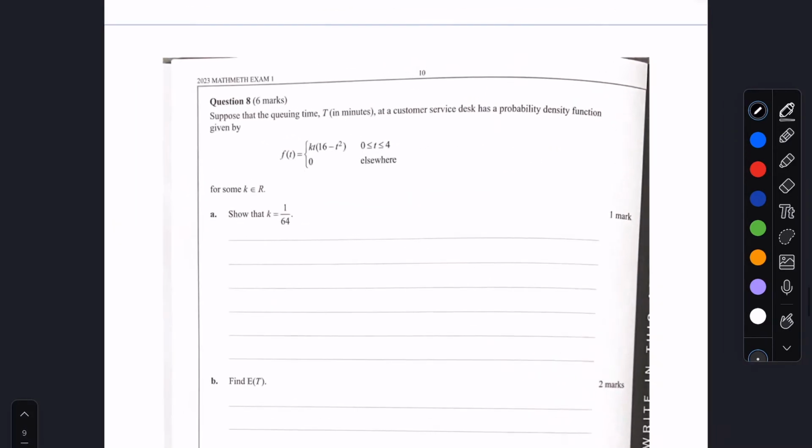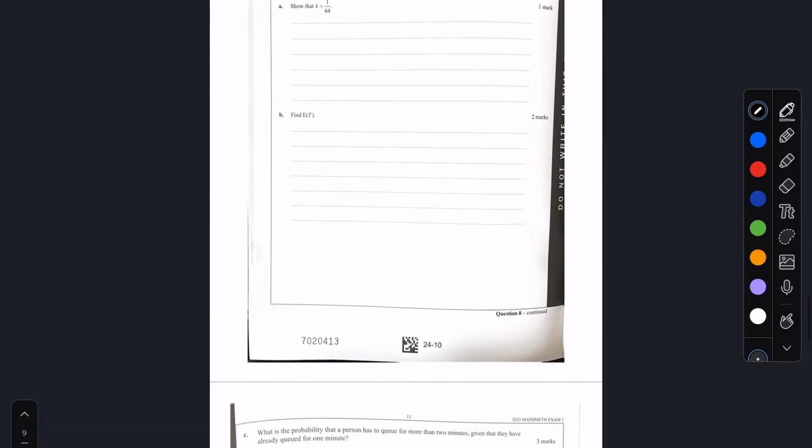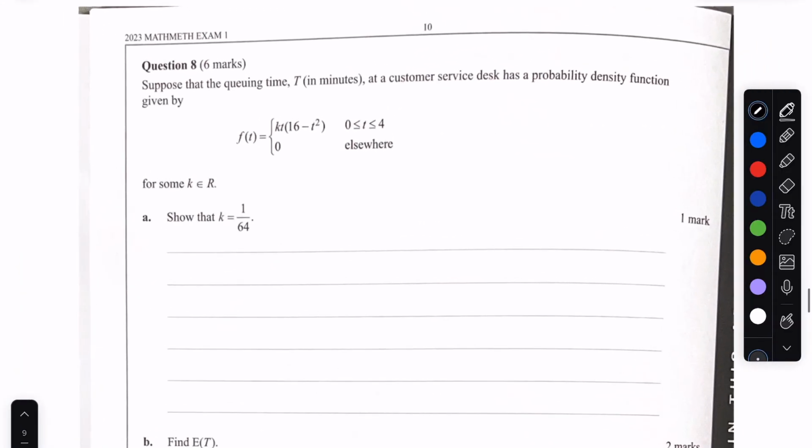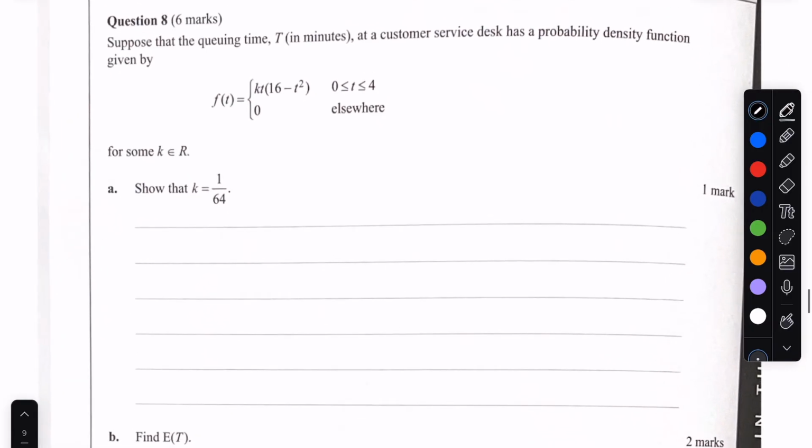Alrighty. Is this the last question? No, there's still more. Okay. Suppose that queuing time t in minutes at a customer service desk has a probability density function given by that. Show that k is 1 on 64. So that's just, there's a lot of integration here, but the integral from 0 to 4 of, you can take k out, t times, I'll just expand it as well, 16t minus t cubed. That's equal to 1.